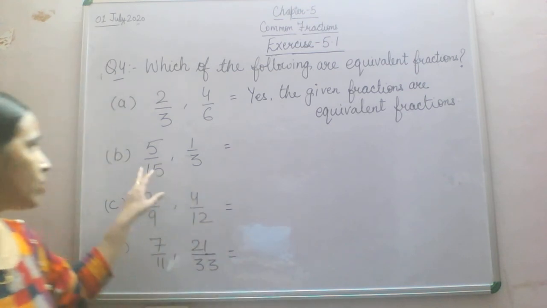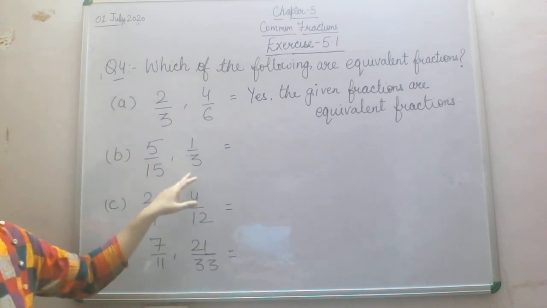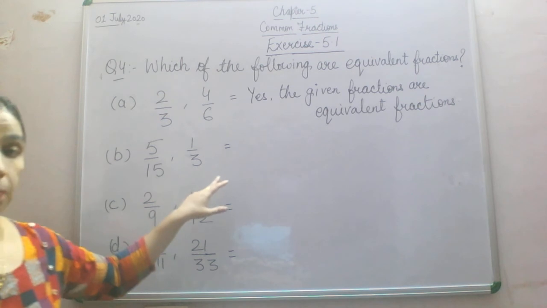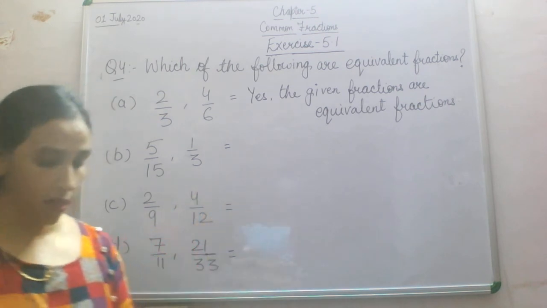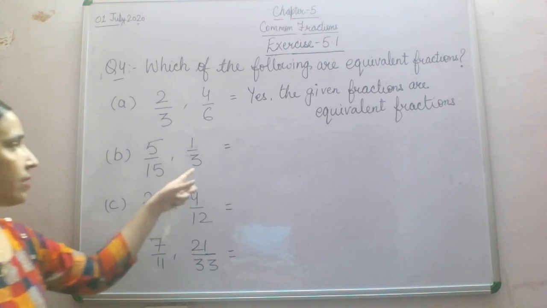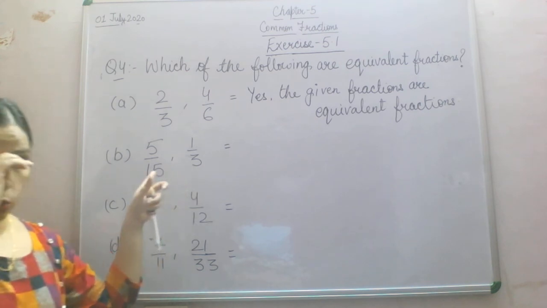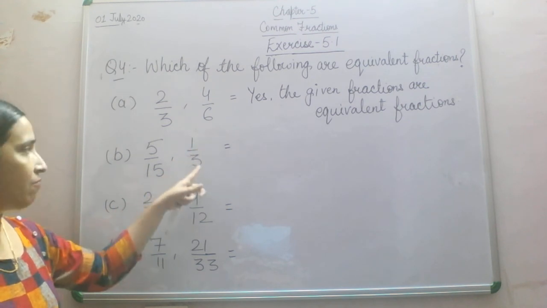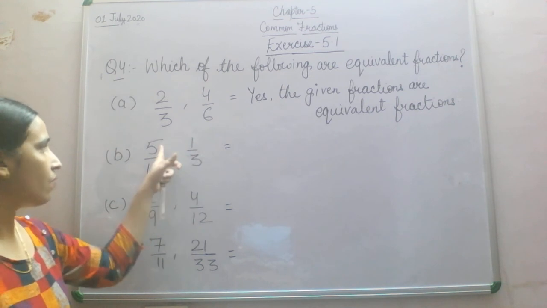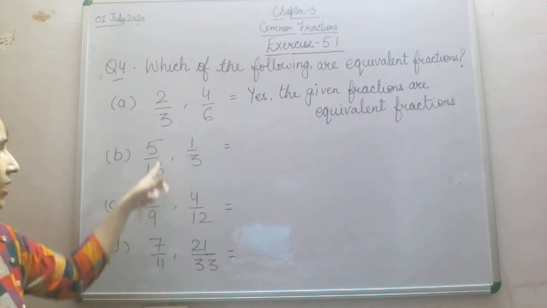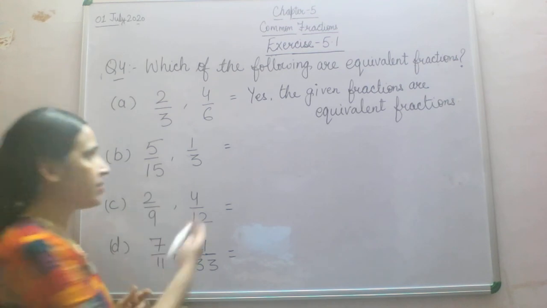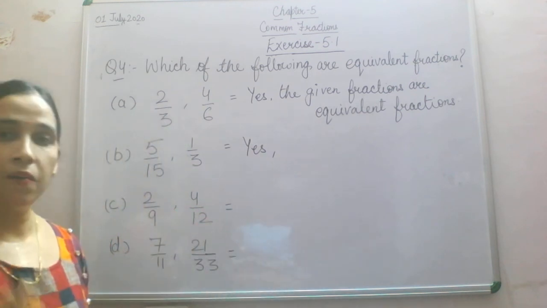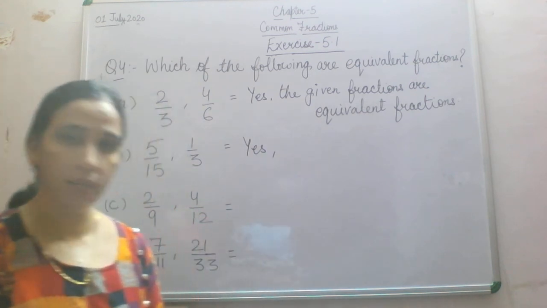Now come to the next question, 5 by 15 and 1 by 3. When you multiply 1 by 3, why are we multiplying the smaller fraction only? Because when we multiply, we are making the smaller fraction into a greater fraction. So when we multiply 5 with the numerator and 5 with the denominator, 5 ones are 5, 5 threes are 15. We are getting 5 by 15. So we will say yes, the given fractions are equivalent fractions.